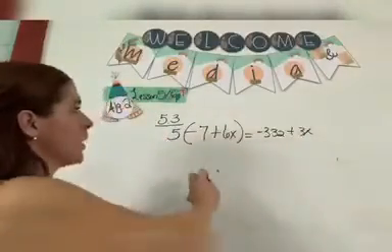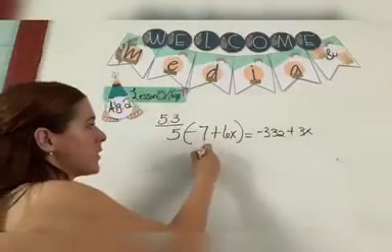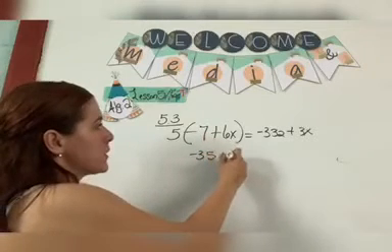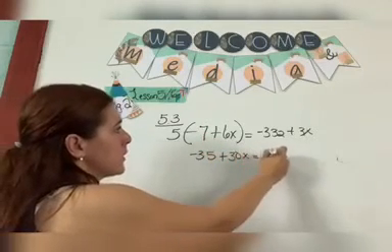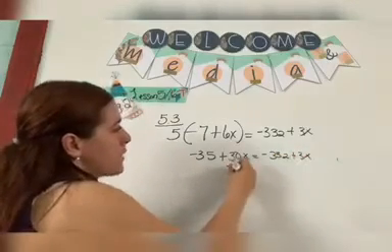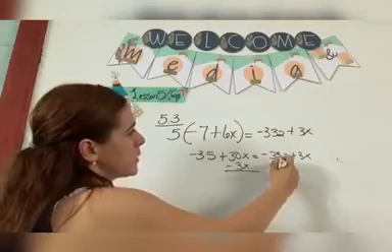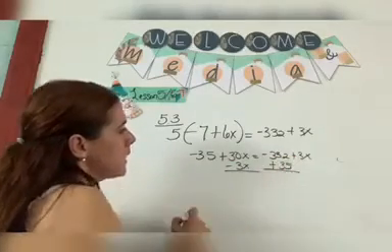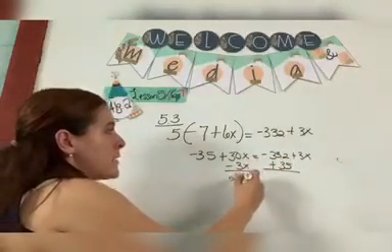Okay, here we go. 5 times negative 7 is negative 35 plus 30x equals negative 332 plus 3x. Bring your 3x over here. Bring your plus 35 over here. That's 27x.